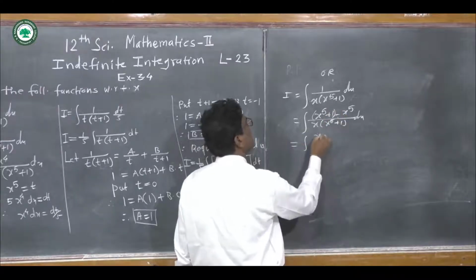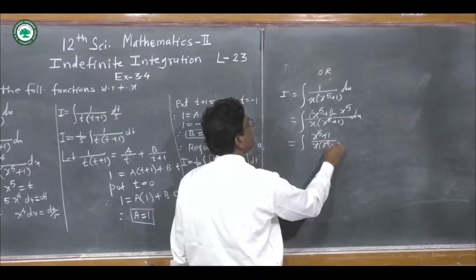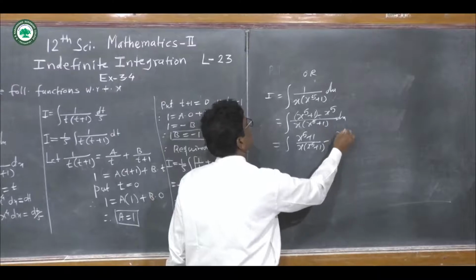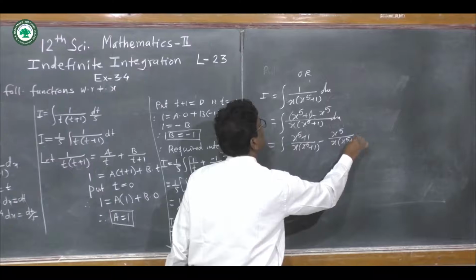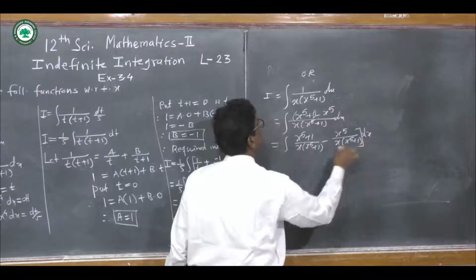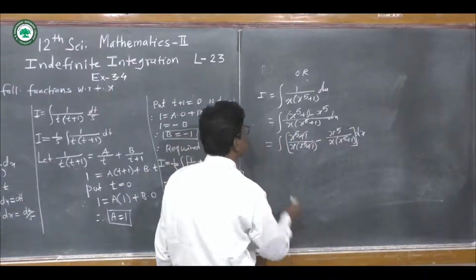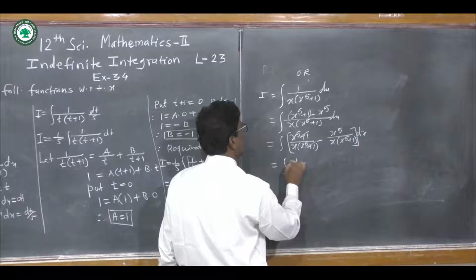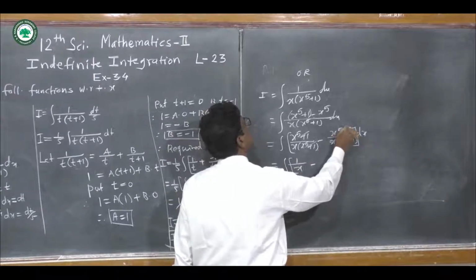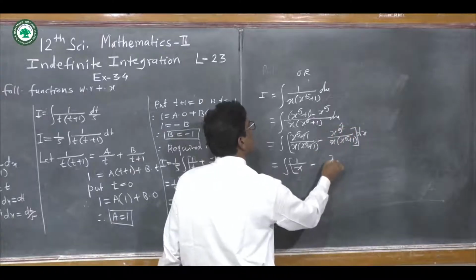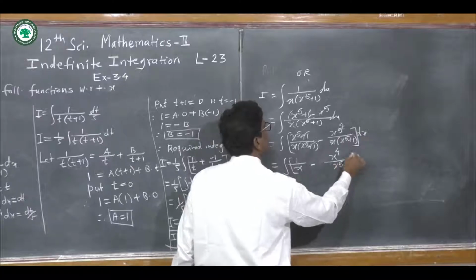So integration of (x to the power 5 plus 1) divided by x into (x to the power 5 plus 1), minus x to the power 5 upon x into (x to the power 5 plus 1) dx. Get it? Now this x to the power 5 plus 1 and this x to the power 5 plus 1 get cancelled. So it is equal to integration of 1 upon x minus, here x and this 1x get cancelled, so here remains x to the power 4. So minus x to the power 4 upon x to the power 5 plus 1 dx.